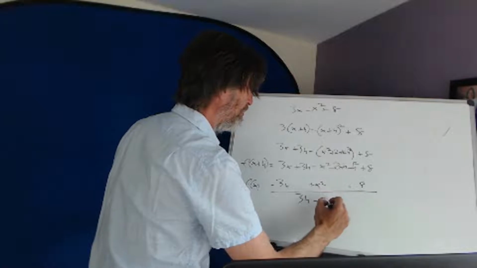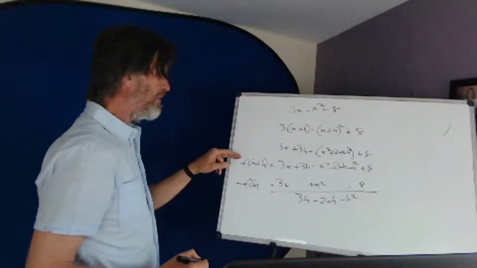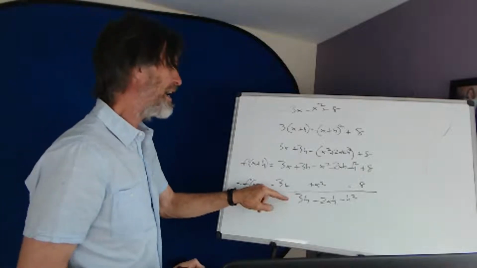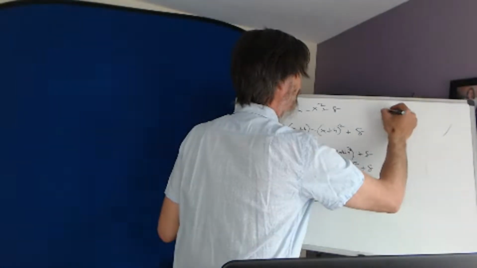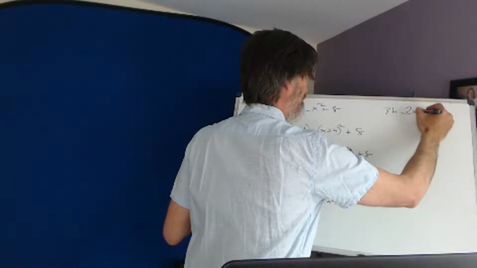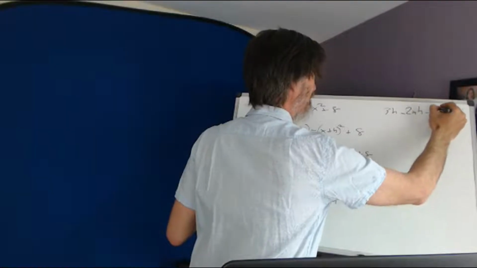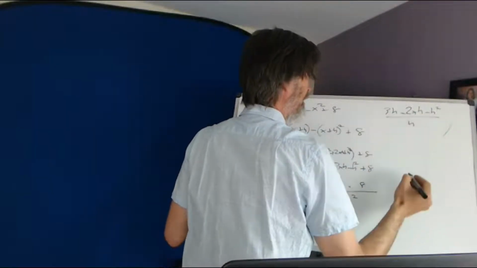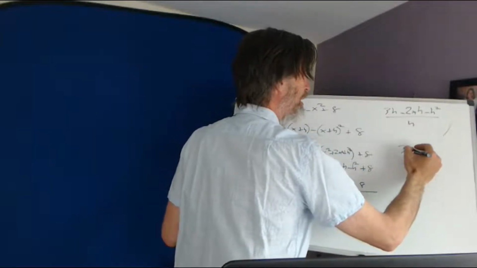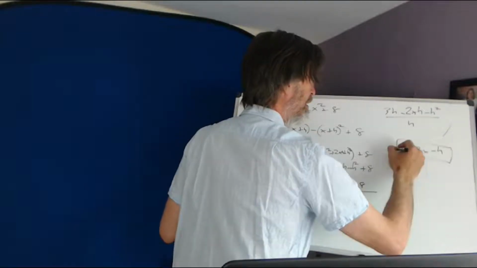3h minus 2xh minus h squared. Now I have f of x plus h minus f of x. I'll take that and divide it by h. 3h minus 2x squared, minus 2xh minus h squared over h. Cancel the h's, 3 minus 2x minus h.